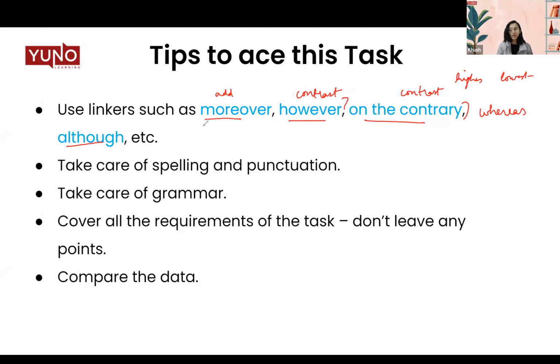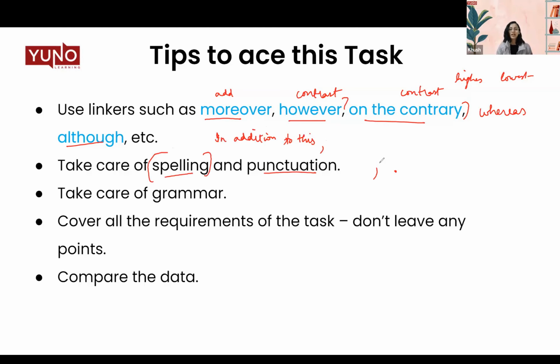What other linkers can you use? For example, we can use in addition. In addition to this, that is another way of writing this. So these are all the linkers that you can deploy in your writing task one. Take care of your spelling and punctuation. Punctuation is very important. Where you are putting your commas and your full stop, make sure that you are very well aware of your punctuation and the spellings that you are using.